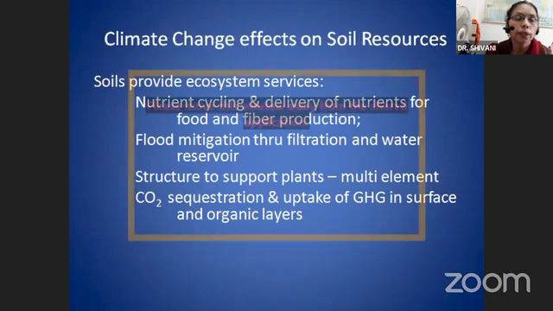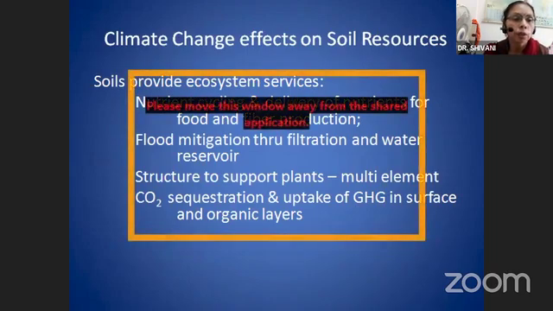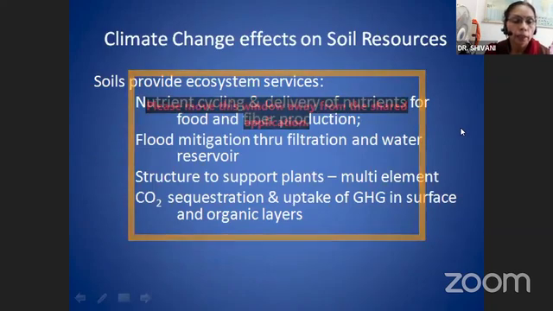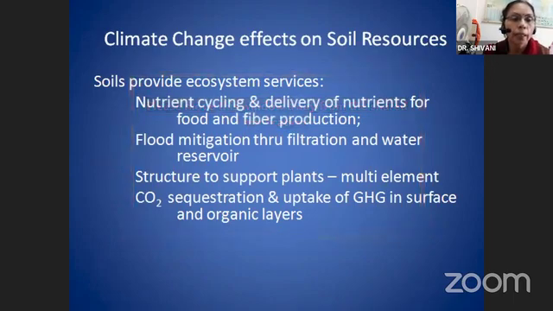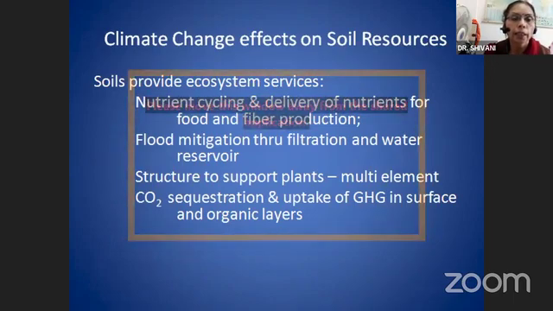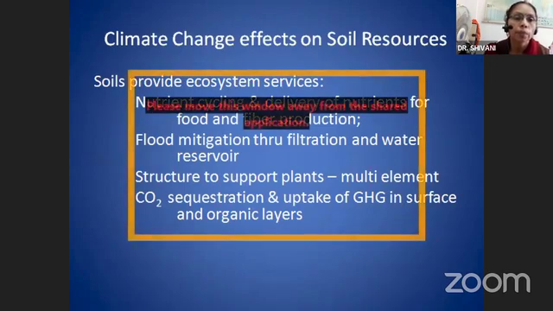Then climate change also affects the soil resources, soil which provides ecosystem services. If there is flood, flood mitigation happens through filtration and water reservoir, then structure to support plants. There are so many macro elements and micro elements for plant growth and development. Then carbon dioxide sequestration and uptake of greenhouse gases in surface and organic layers. That means nutrient cycling, recycling, and delivery of nutrients for food and fiber production is very important, and it is also being affected by climate change.